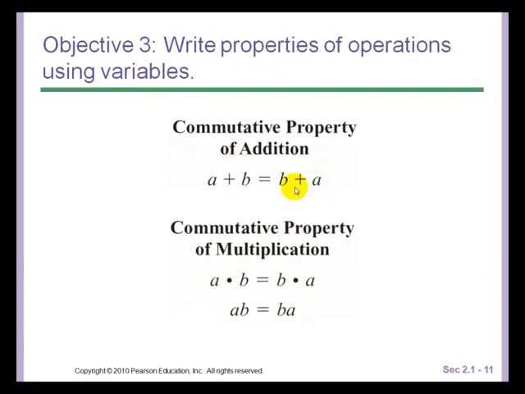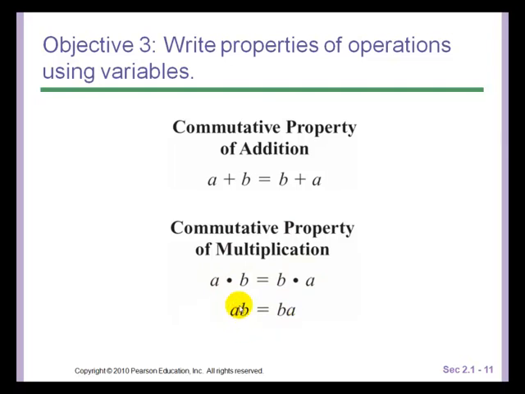Here are two of the properties we've learned so far. One is the commutative property of addition, A plus B equals B plus A. Another one is the commutative property of multiplication, A times B equals B times A. Notice you can write multiplication with the dot or nothing at all.